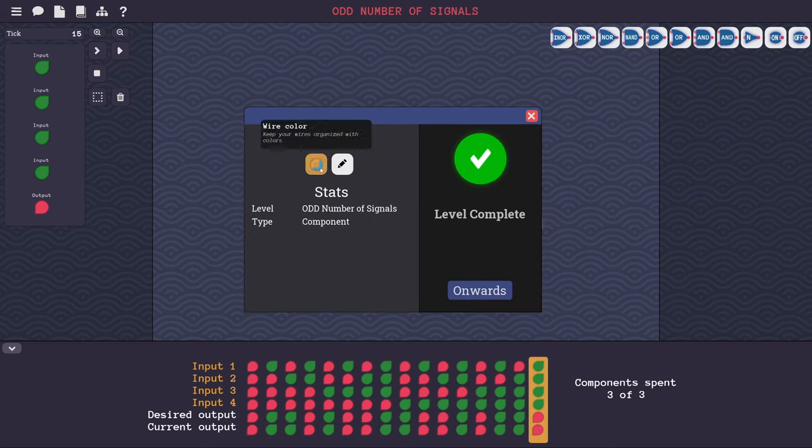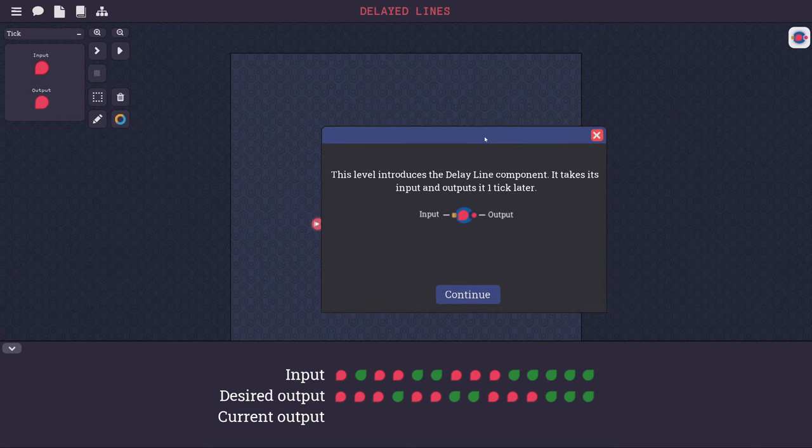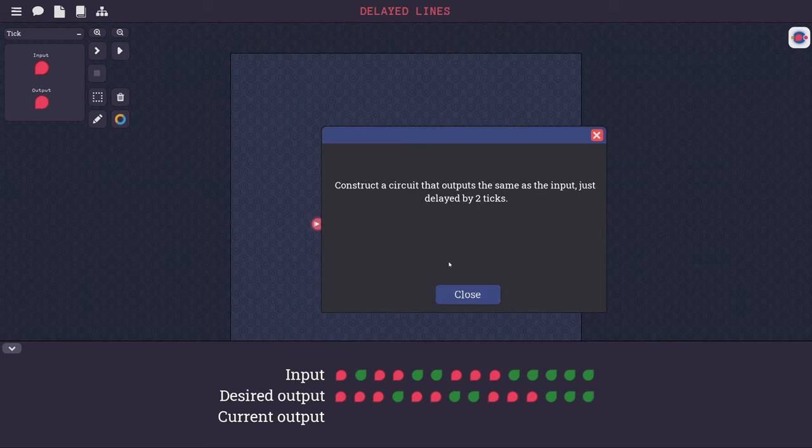What did we unlock? Wire color. Keep your wires organized with colors. Nice. And wire comments. Add comments to your wires. I like that. Okay, let's keep going on delayed lines. That sounds interesting. This level introduces the delay line component. It takes its input and outputs it one tick later. Input, output. Construct a circuit that outputs the same as the input, just delayed by two ticks.